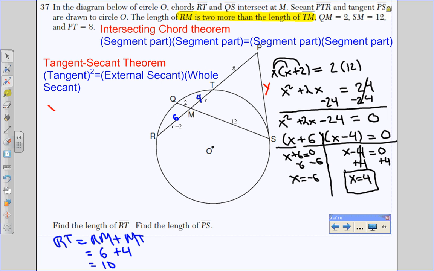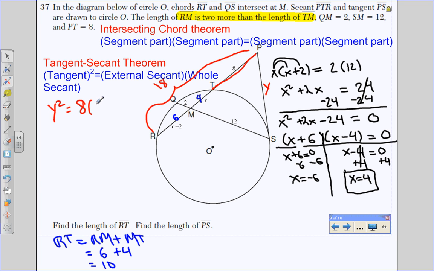So we can say Y squared is equal to the external secant. So this is the secant. The external part is PT. That's the part that's outside the circle. So it's the external secant times the whole secant. So let's think about what the whole secant is. That's going to be the external part plus the segment RT. So that's going to be 10 plus 8. That's going to be 18.